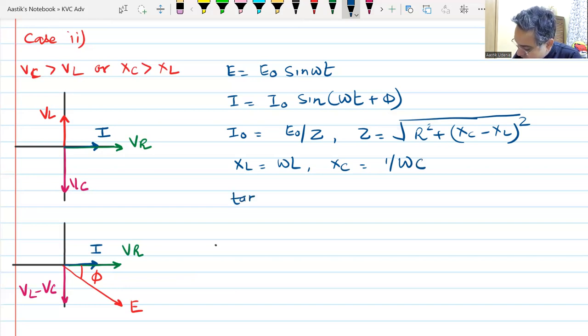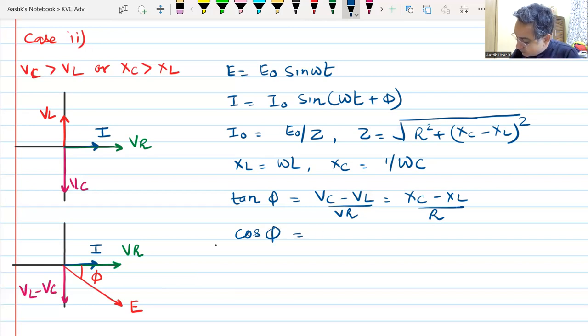You can also find out the value of tan phi. Tan phi here will be VC minus VL divided by VR. You can write it as XC minus XL divided by R. They might also be interested in asking you the value of cos phi. Cos phi would again be equal to VR divided by the applied voltage E. Remember, RMS values we are talking. So it will again come equal to R by Z.